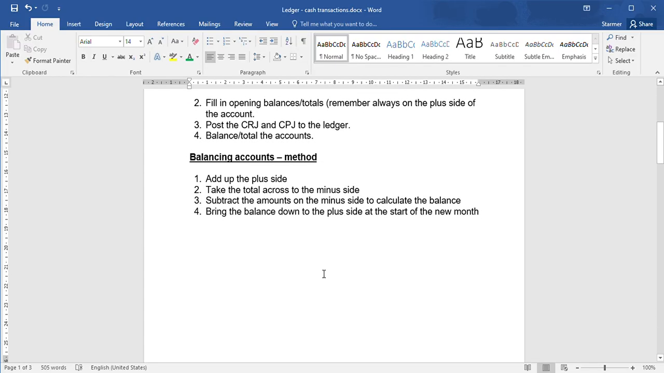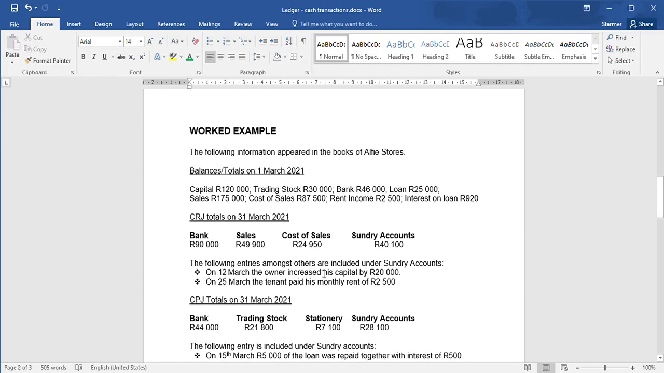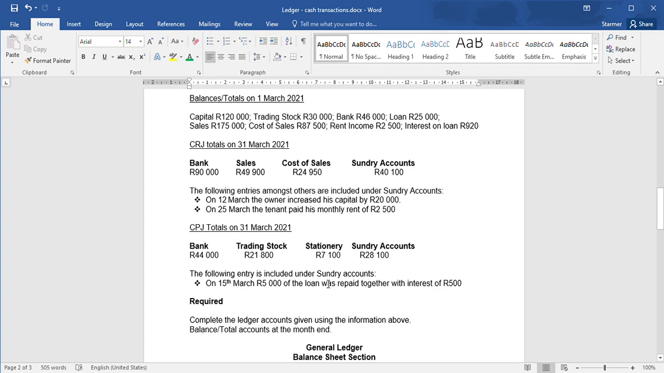Okay, so if we have a look at this worked example now, instead of giving you an entire CRJ and CPJ, I give you the totals here for the CRJ, and I tell you here what's under sundry accounts. With the CPJ, I give you the totals at the end of the month here, and what's under sundry accounts. Alright, if you look here, we're given balances or totals at the beginning of the month. So I'm going to start off by filling in all these opening balances and totals.